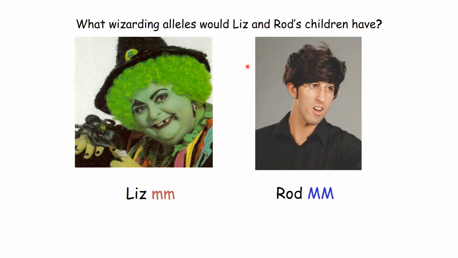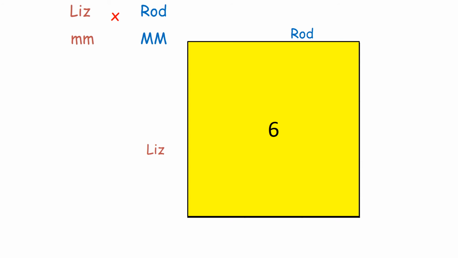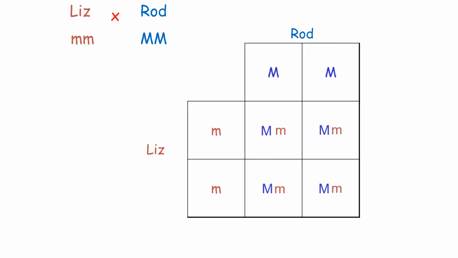Here we have Liz and Rod. They're going to have children. She is a wizard, he is a muggle. So do the Punnett square for that one. Press pause and do that. So what you should have is something that looks like this. It doesn't really matter if you have the lowercase first, but generally you do the capital first. So what you've got here is Liz is a wizard, but because Rod is homozygous dominant, it means that all of their children are going to be heterozygous, so they're all going to be muggles, despite the fact their mother is a wizard.